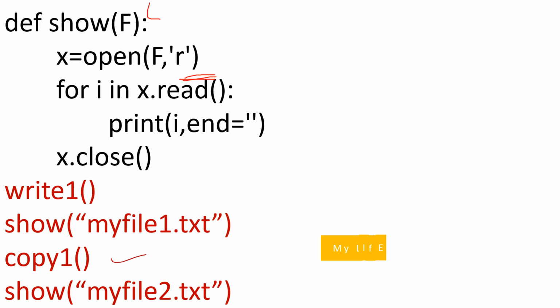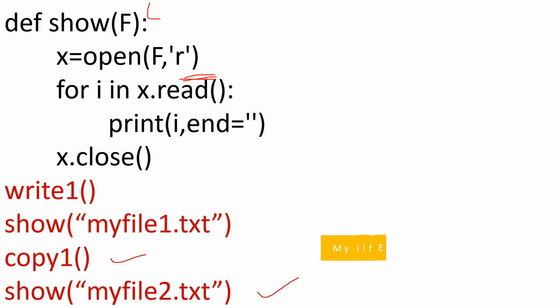Again after this we will come back to the next call, which is copy. Now copy is only a processing function. That means it will copy the content of myfile1.txt into myfile2.txt. Nothing will appear on the screen as we have used no print statement in this code. Then after this, again invoking the show function on myfile2 to see whether the data has been copied or not.